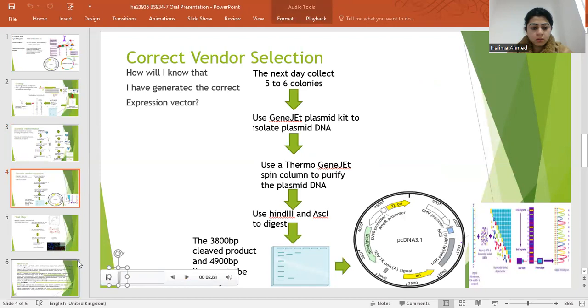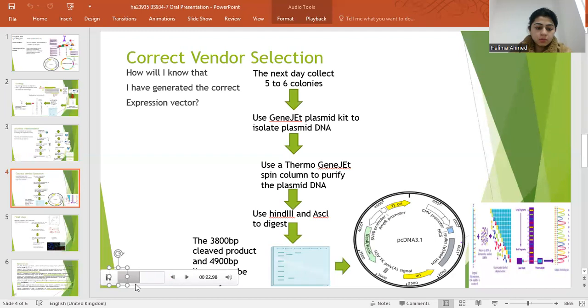Then the following day, I collect 5 to 6 bacterial colonies containing the transformed plasmid and apply the GeneJET plasmid kit for plasmid DNA isolation. Then I purify the obtained plasmid DNA using Thermo GeneJET spin columns, subsequently performing restriction enzyme digestion using HindIII and AscI on the isolated plasmid DNA.